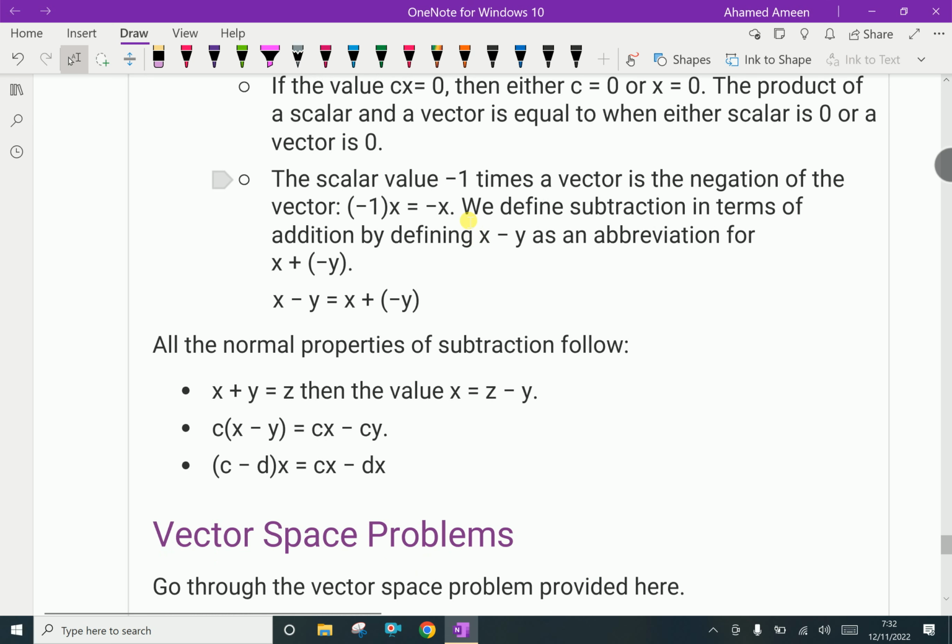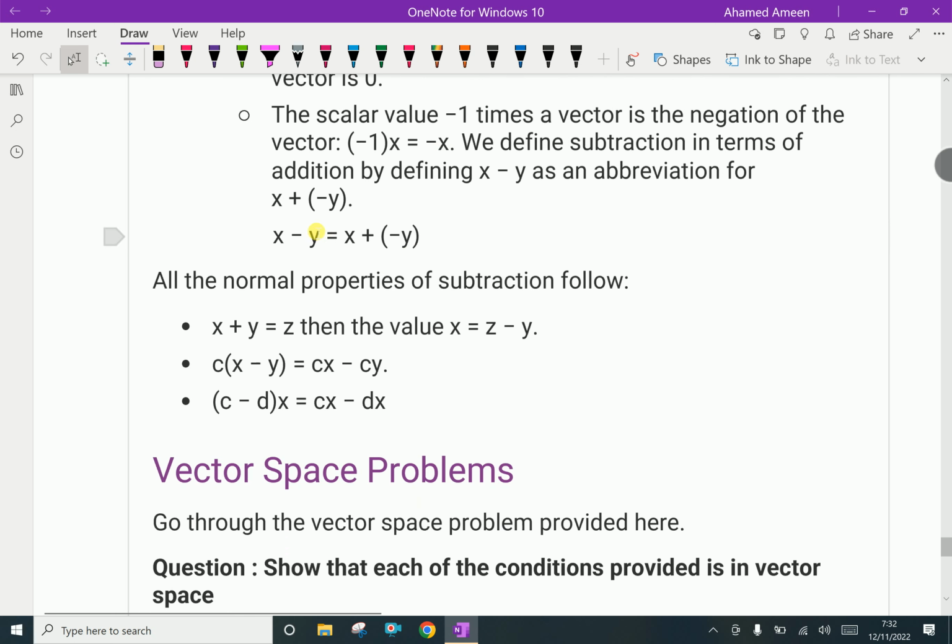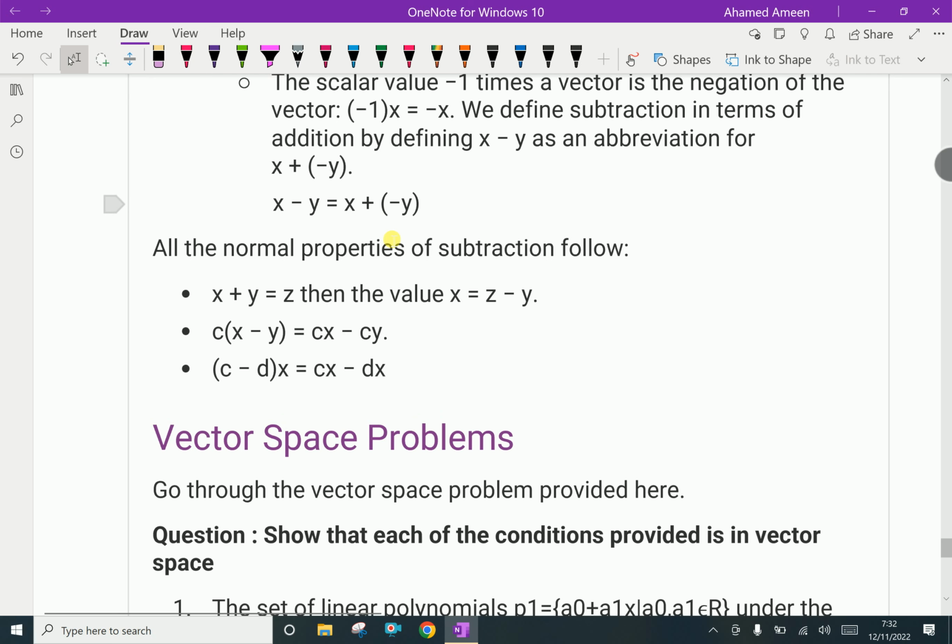The scalar value of minus 1 times the vector is the negation of the vector. That means minus 1 into x is minus x. That is, minus 1 is multiplied with the vector, it's the negation of that x vector. Like addition, x minus y can also be represented as x plus the negation of y. That is, x minus y is x plus negation of y, you can represent.